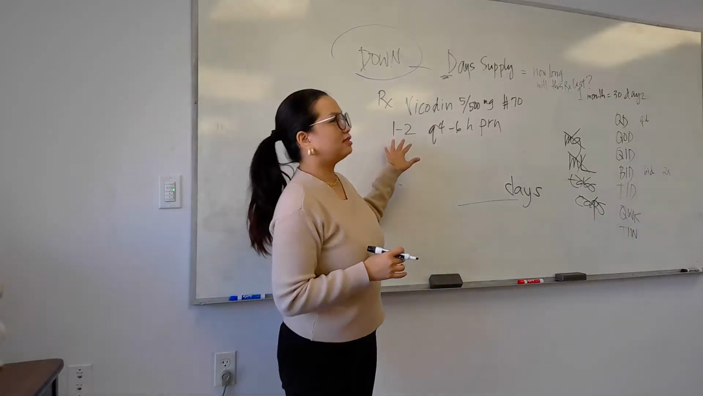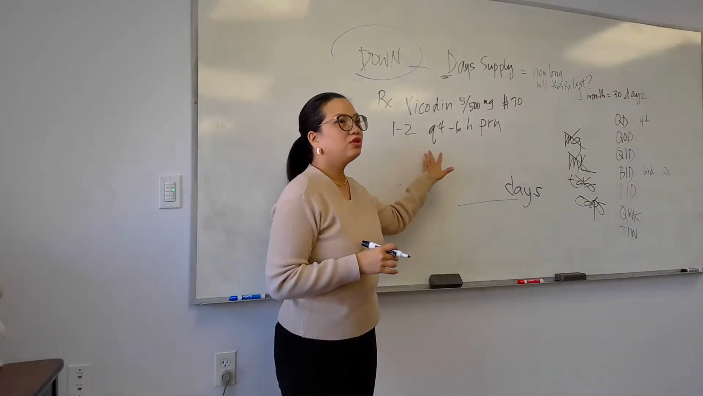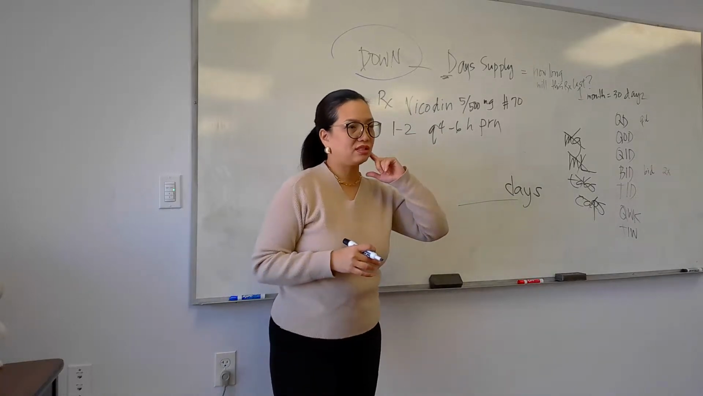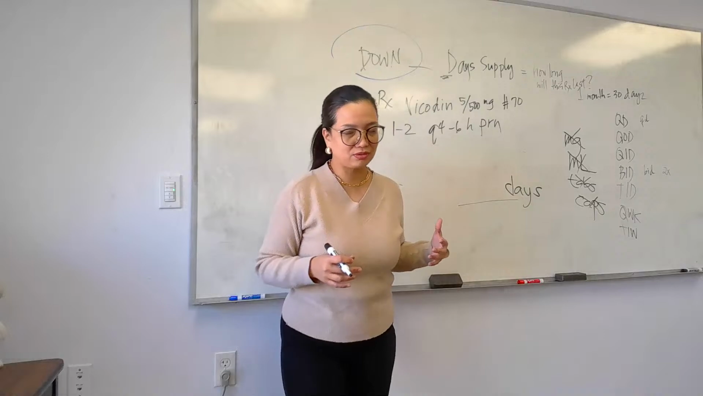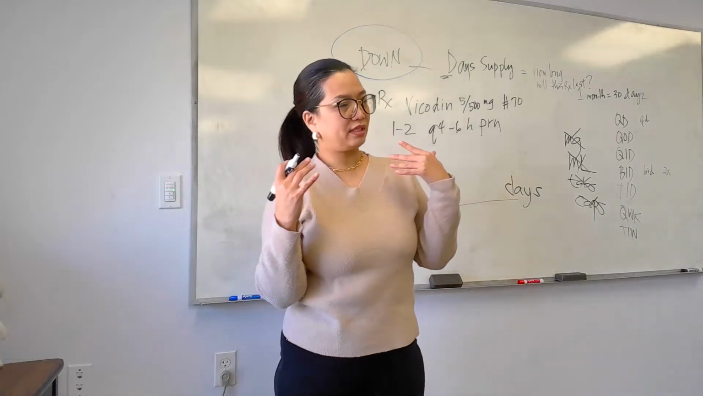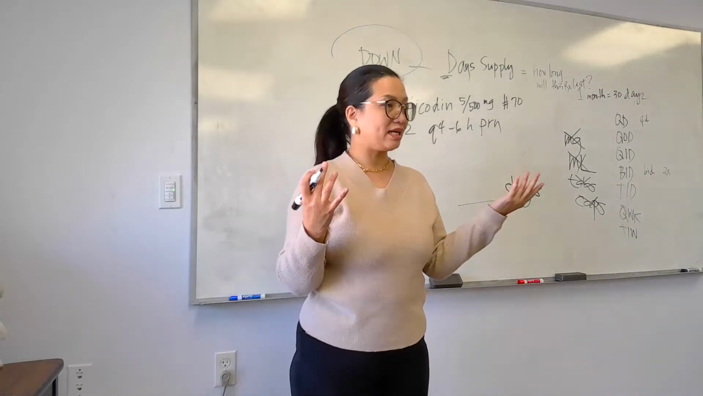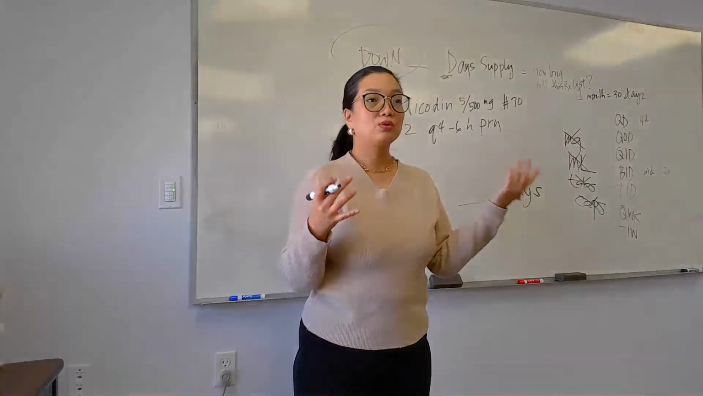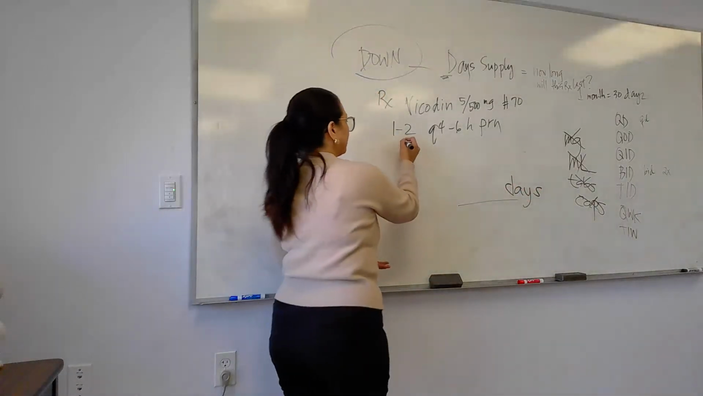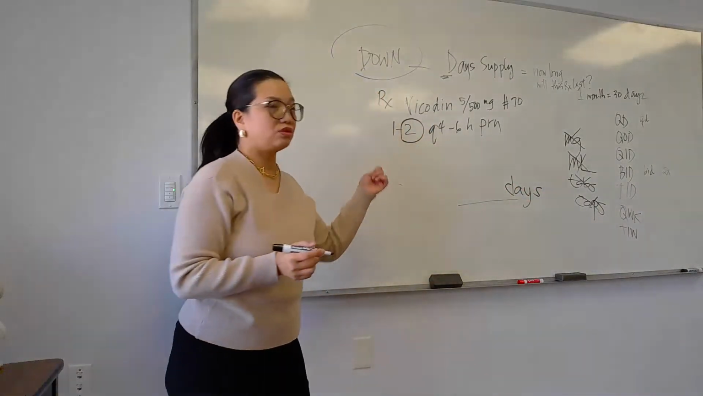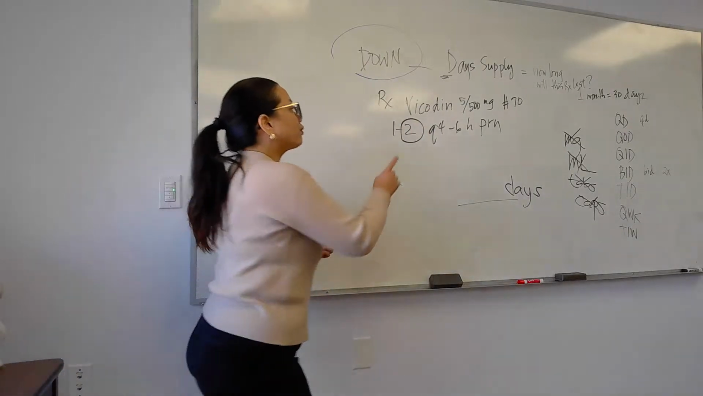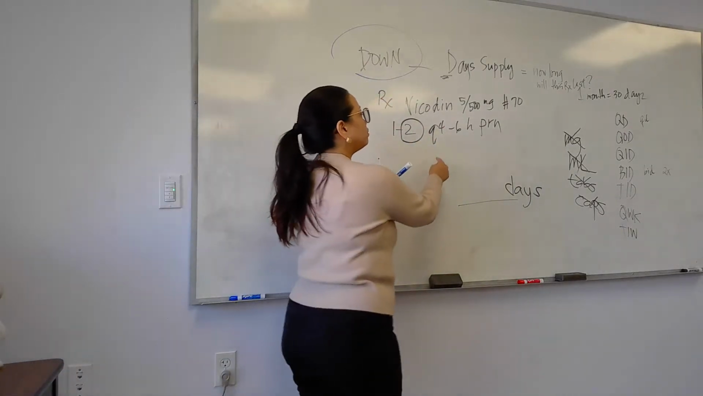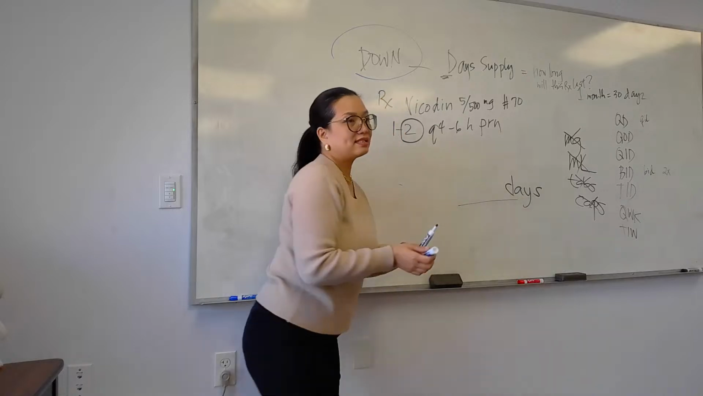When you see this sig, 1 to 2, Q4 to 6H, which am I going to give the patient, 1 or 2? Here's how you're going to think. The insurance will pay for max anyway, so don't short the patient. Give them max. So you'll use the 2. Another thing I'd like you to remember is Q4 to 6H, you don't choose between 4 to 6H.